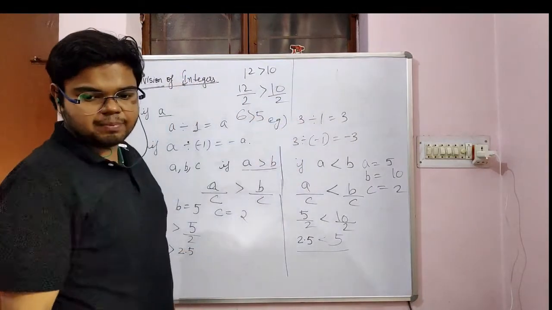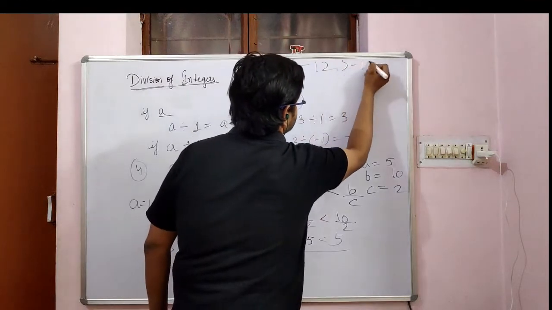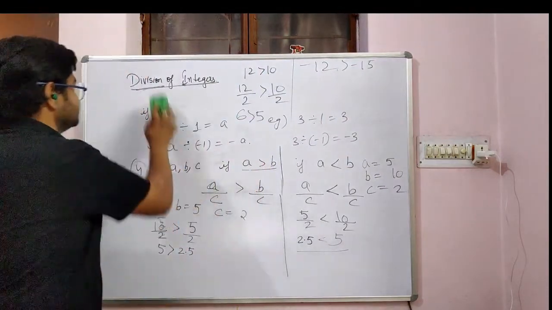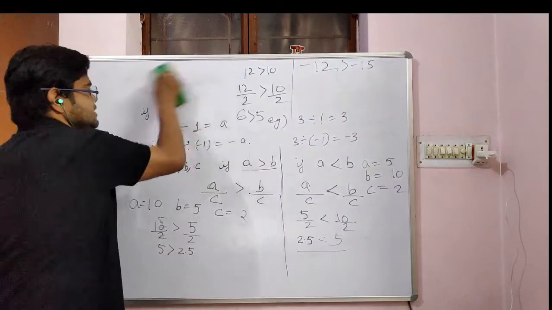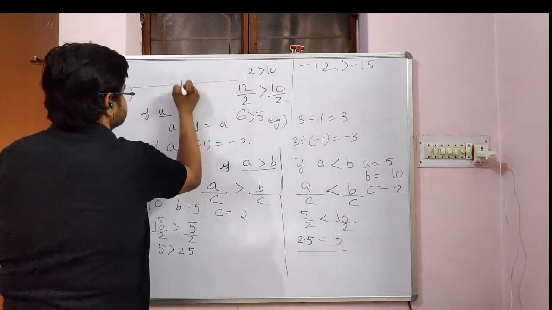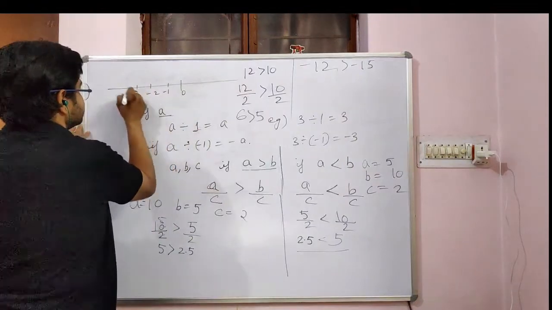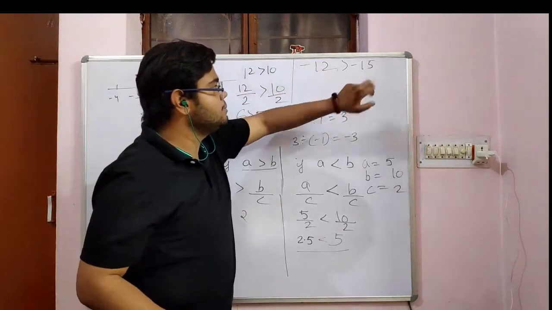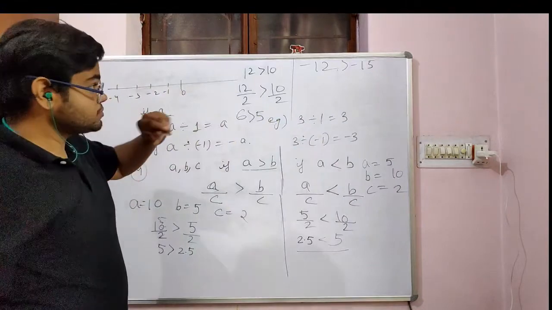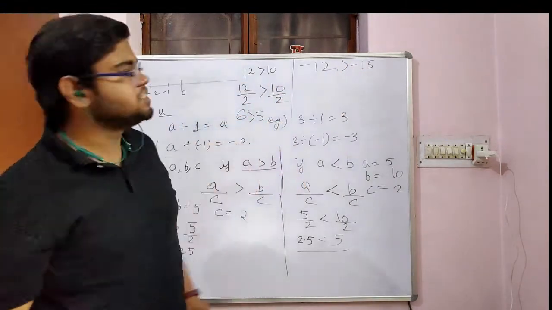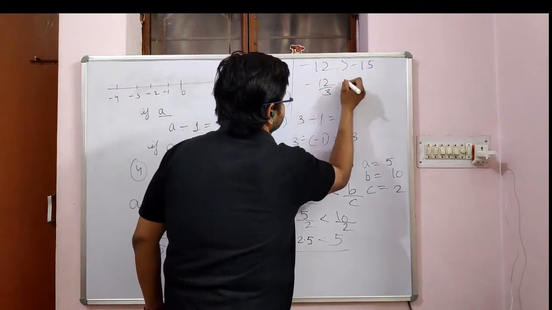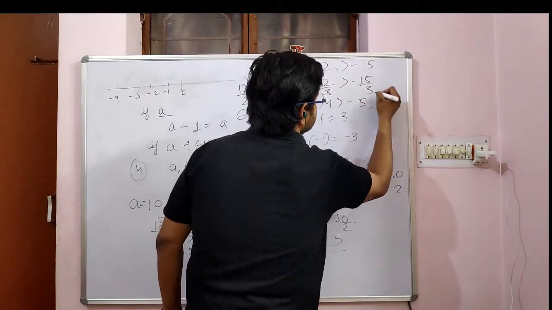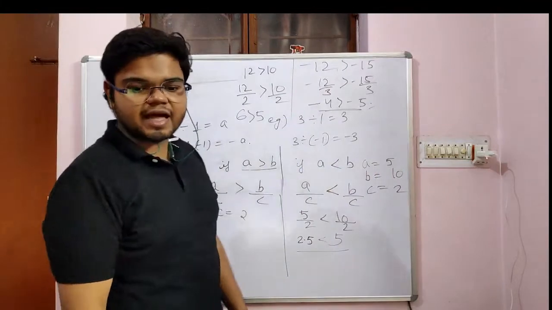If we consider one more example, minus 12 is greater than minus 15. Yes, children, minus 12 will be greater than minus 15, because we have already discussed this on a number line. If this is 0, then minus 1, minus 2, minus 3, minus 4. So minus 12 will be coming before minus 15. So minus 12 is greater than minus 15. If minus 12 is divided by 3 and minus 15 is also divided by 3, the result will be minus 4 and minus 5. So here still minus 4 is greater than minus 5.